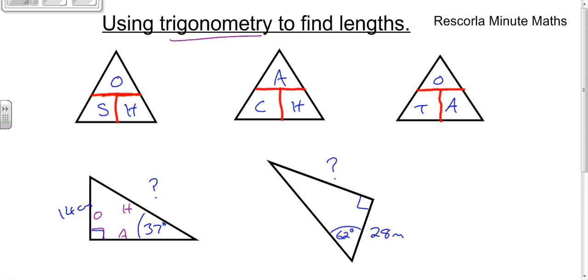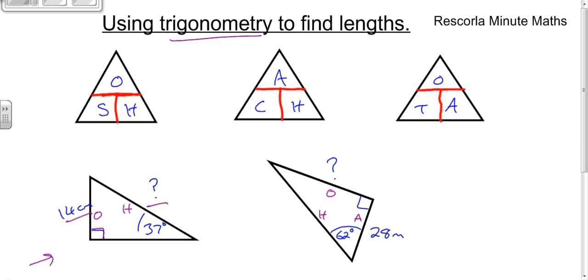So if we have a look at the second question over here, the one that is the question mark is going to be the opposite. The longest one, which is the one that's opposite the right angle, is the hypotenuse, and that one's going to be the adjacent. Now, what we need to do is see which two sides are involved in the question. So if we go back to the first question, we've been given the opposite, and we're looking for the hypotenuse. So we don't actually need the adjacent.